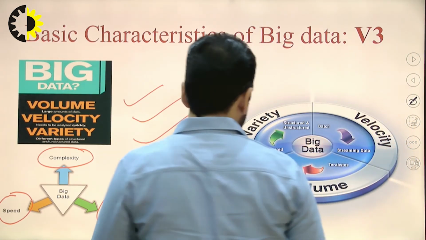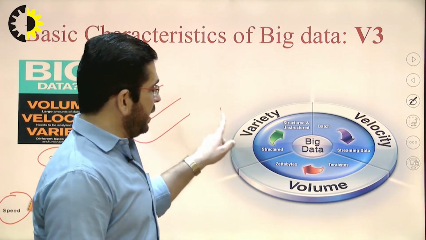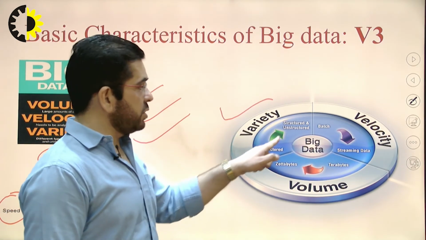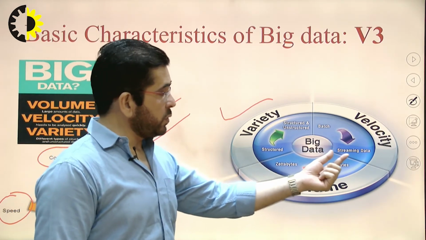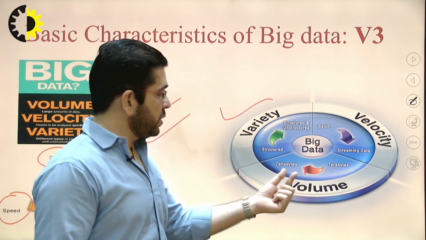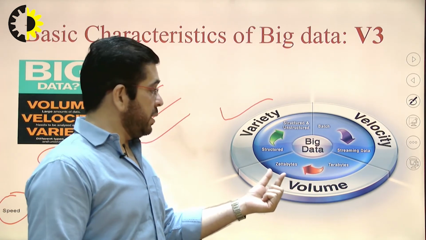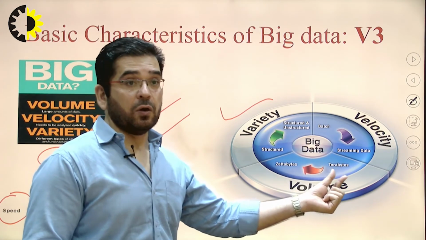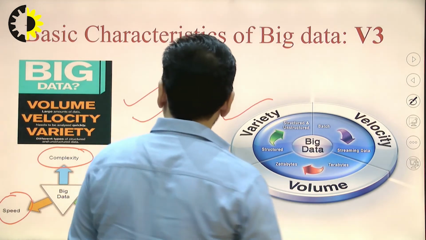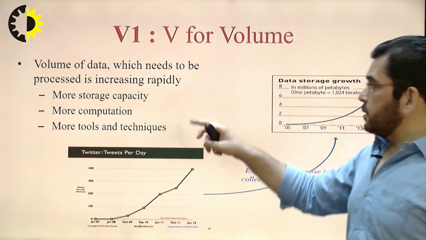Now you can see here, this is another pictorial representation of the same thing. Variety means standard, structured or unstructured data. Velocity means the data should be processed at a very large speed, maybe terabytes of speed processed by the processor. Volume means zettabytes of data. So these are the 3 basic V's of data. Now V1 I'll explain in very much detail.